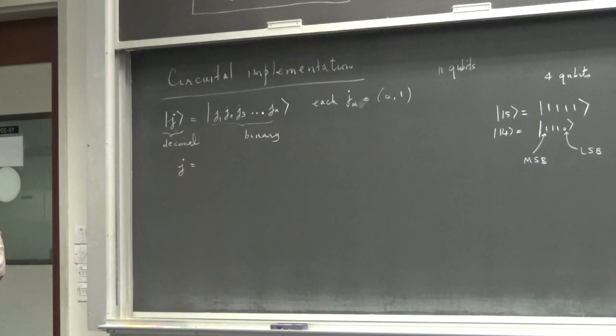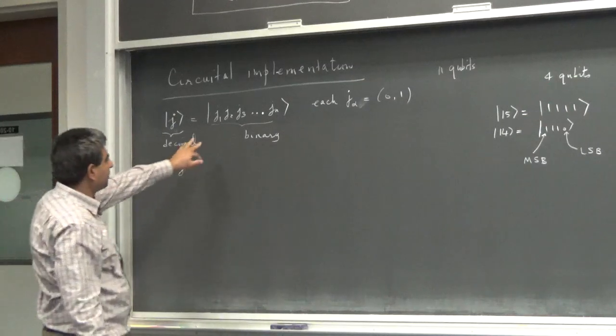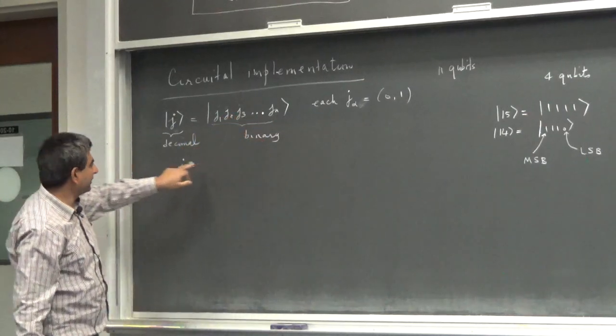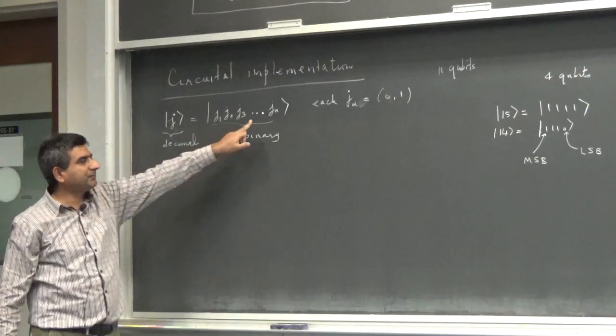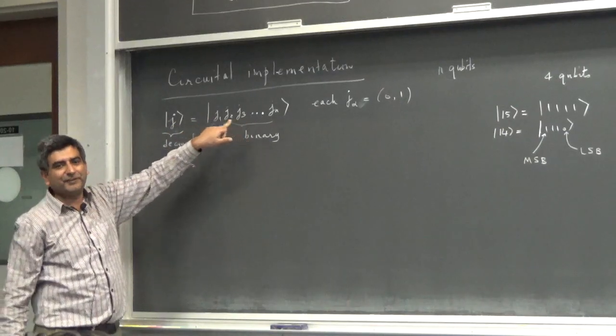Sir, please repeat the question. So I have these j1, j2, j3. I want to express this decimal number j in terms of these things.